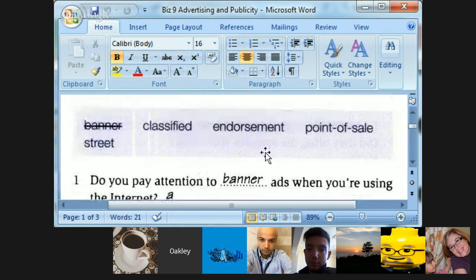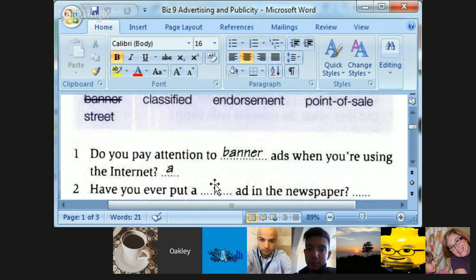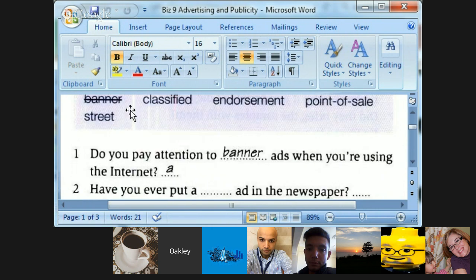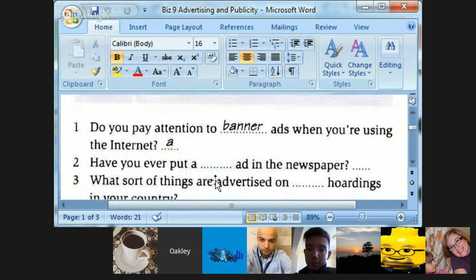Okay, let's look at some other ones and talk about them. Number 2. Have you ever put a classified ad in the newspaper? Yes, very good. Classified ad. Have you? No, never. Really? I never, because I didn't have any demand to do that.